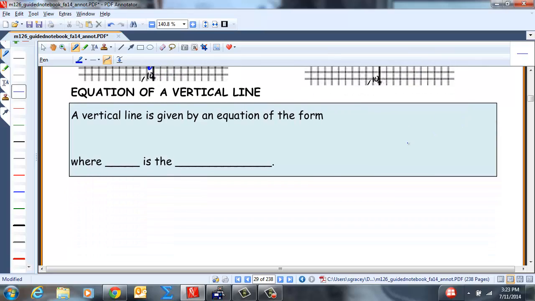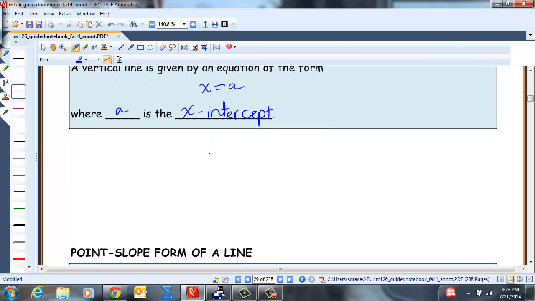A vertical line is an equation of the form x equals a, where a is the x-intercept. So you just have to kind of stick this in your brain. It's very deceptive. It's one of those so easy it's hard kind of things.